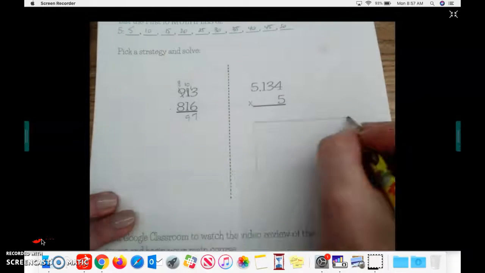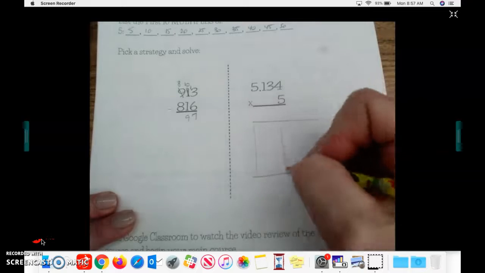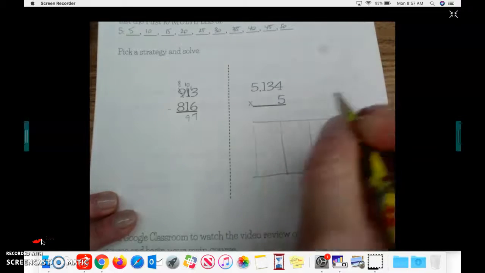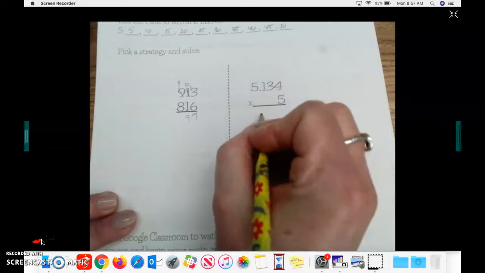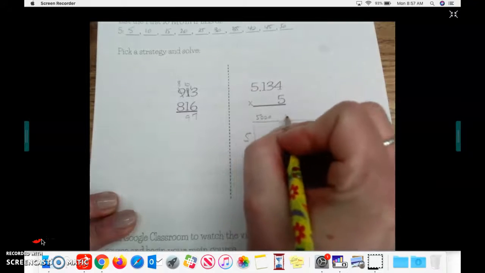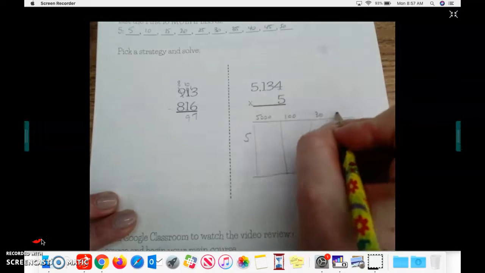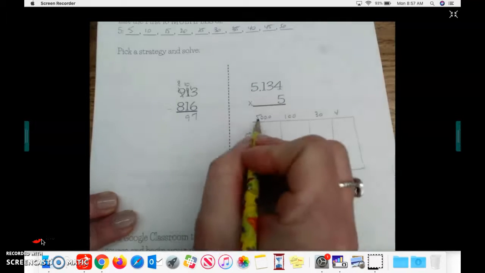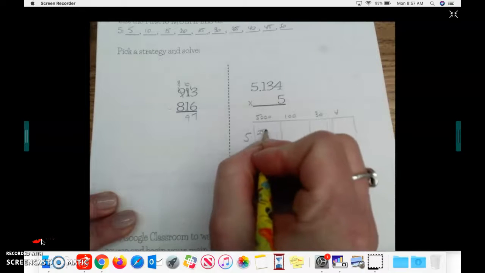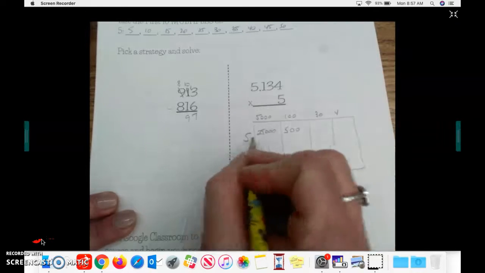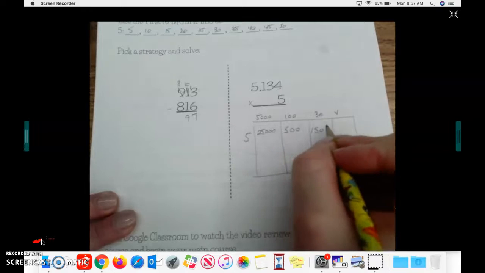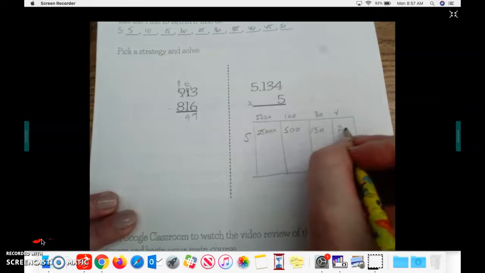Then for my multiplication, I'm going to again do the box method. I need 4 columns because I have a 4-digit number. This number goes here to the side, and then I'm going to break this out into expanded form. So I have 5,134. So 5 times 5 is 25, and I have 3 zeros. 5 times 1 is 5, and 2 zeros. 5 times 3 is 15, and 1 zero. 5 times 4 is 20.